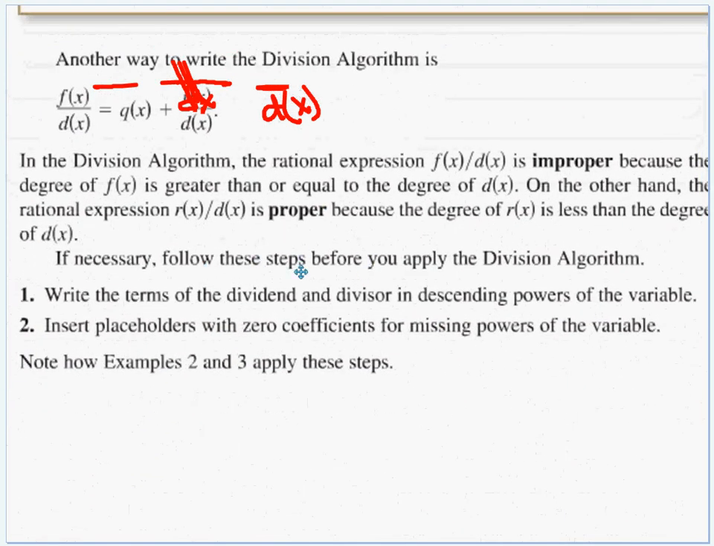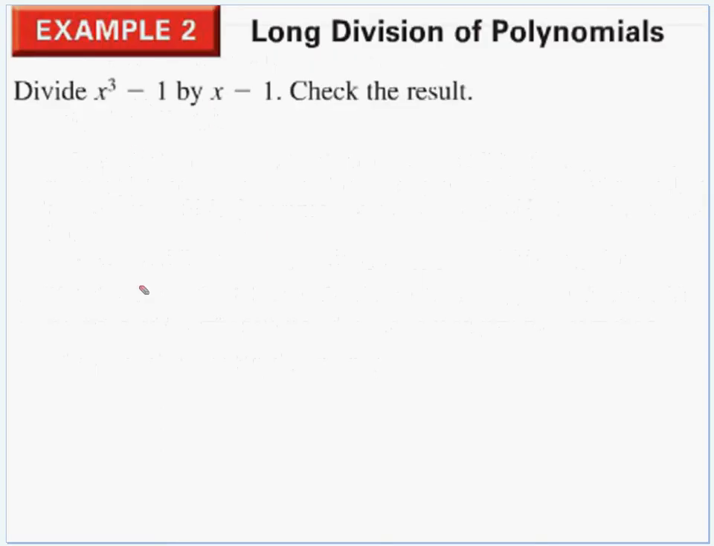If necessary, apply these steps before you apply the division algorithm. Write the terms of the dividend and divisor in descending order of power of the variable, so we got to make sure the exponents are going downhill, and insert placeholders with 0 coefficients for any missing powers. So always be conscious looking for missing exponents, and we'll see these in the next couple of examples.